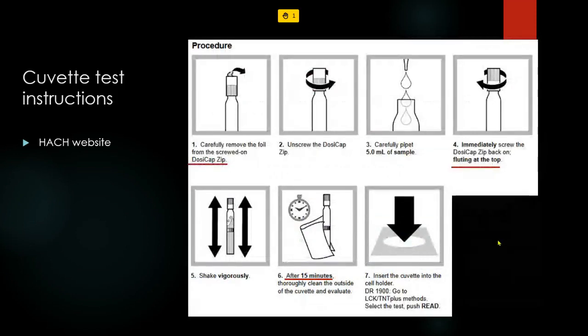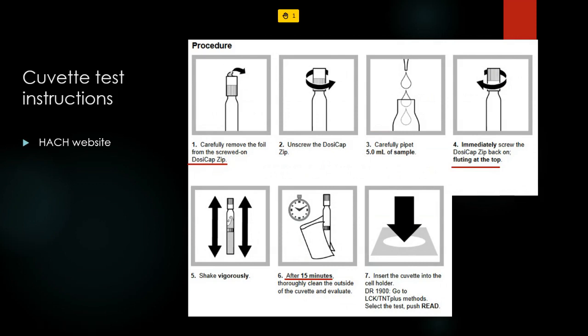Yes, exactly. Here the procedure is written, and every part of the procedure, the same data you have inside the box, is also described in detail. You have to carefully remove the foil from the screw-down dosy cap zip. In the cuvette test of ammonia, there is a dosy cap zip. You will find it also in phosphate. There is an aluminium foil on the cap. So you have to remove it first, then unscrew the cap, then pipette into the cuvette 5 milliliters of sample.